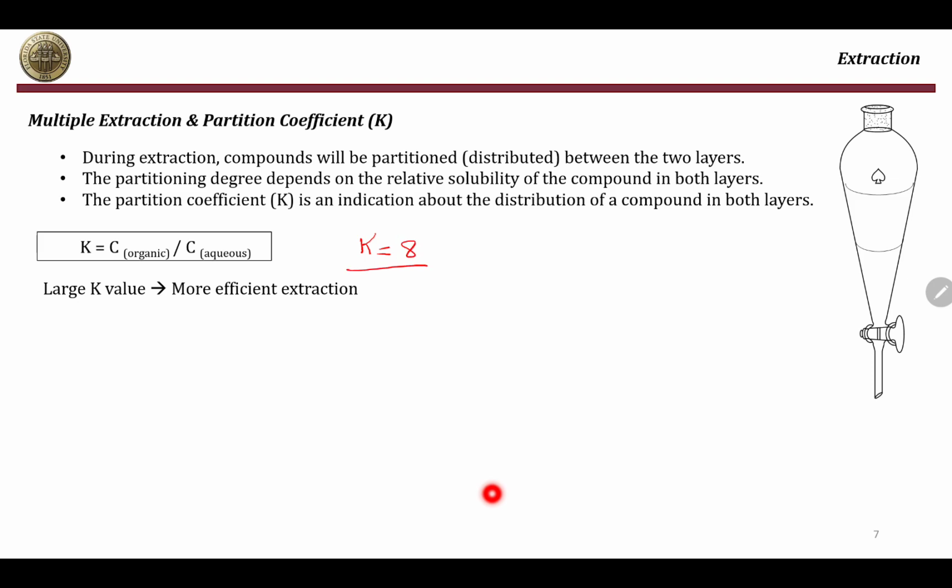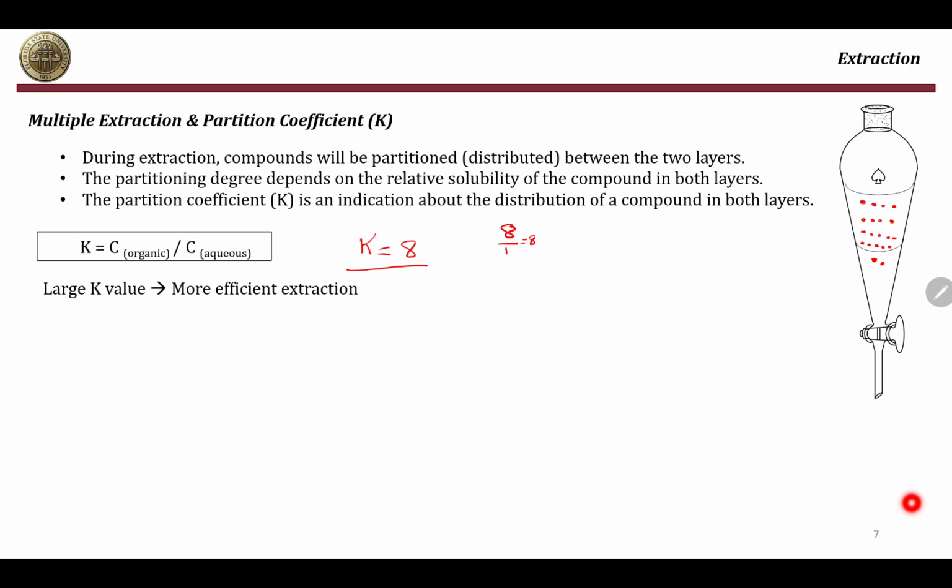This means that if 8 molecules of this compound are present in the organic layer, then only 1 molecule of this compound will exist in the aqueous layer. And that's why if I divide the concentration in the organic layer, which is 8, by the concentration in the aqueous layer, which is 1, I will get 8. Or if I have 16 molecules of this compound, then 16 molecules will exist in the organic layer and only 2 will exist in the aqueous layer.